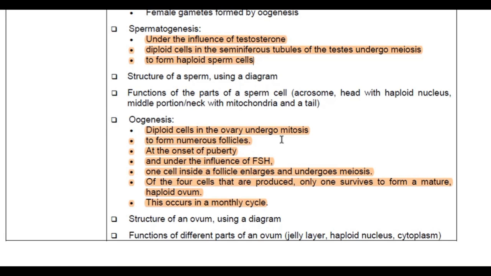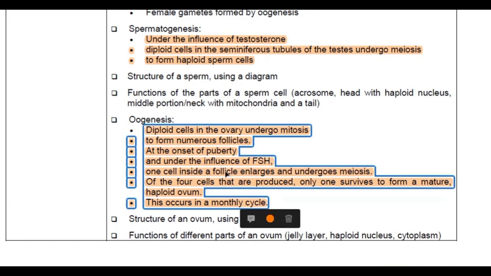Diploid cells in the ovary undergo mitosis first to form numerous follicles at the onset of puberty. That process is controlled under the influence of FSH. We're going to speak about that in a second. It's called follicle stimulating hormone. One cell inside the follicle will enlarge and undergo meiosis. Of the four cells that are produced, only one will survive to form a mature haploid ovum, or secondary oocyte, and this occurs in the monthly cycle called the ovarian cycle.